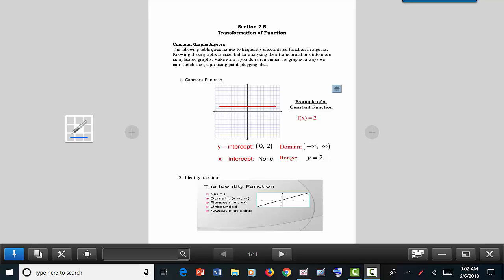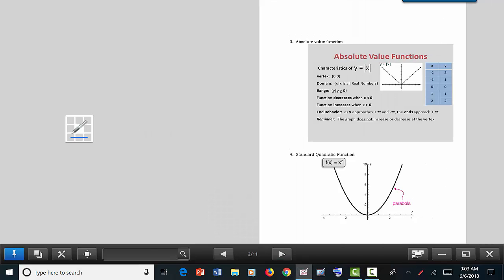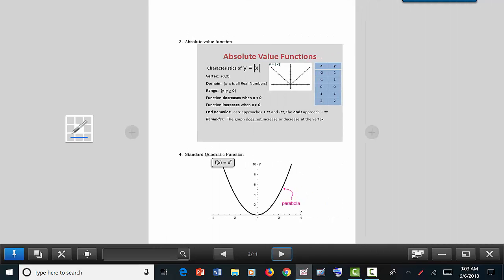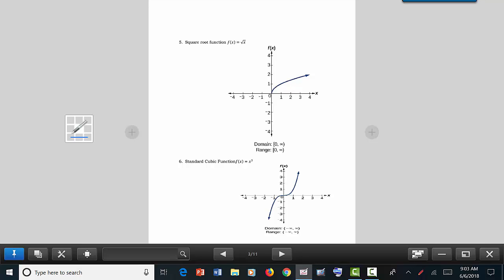Hello class. Today we will go over a few problems from section 2.5. It is about how to transform a given function. Before we jump into the exercises, I want you guys to get familiar with all the functions listed here. That will really help when you solve problems from this section.